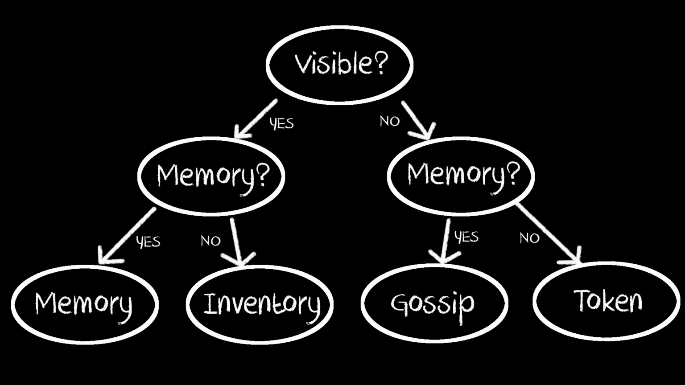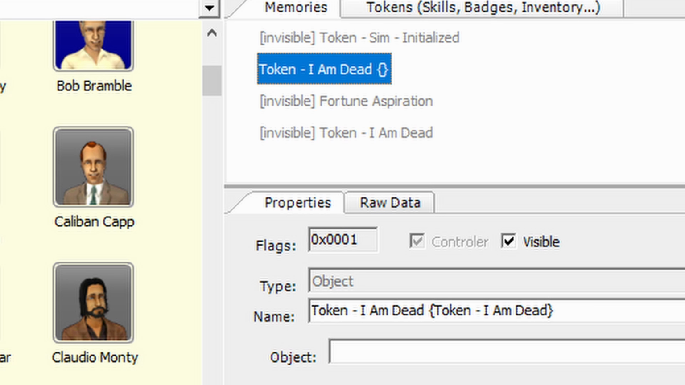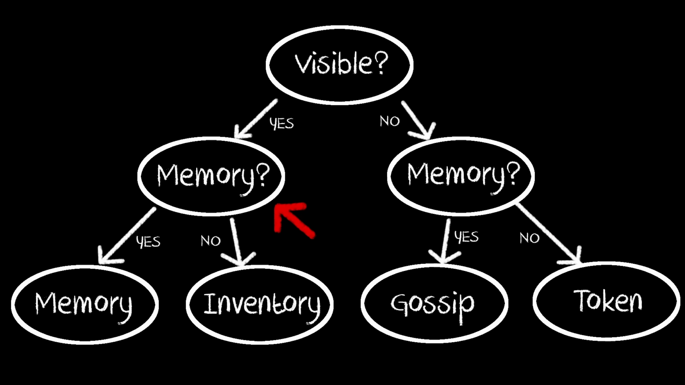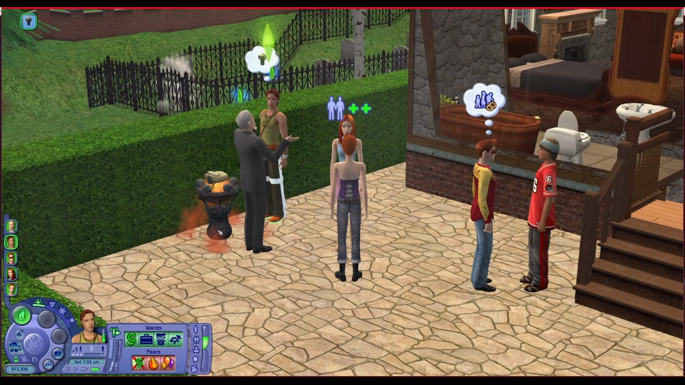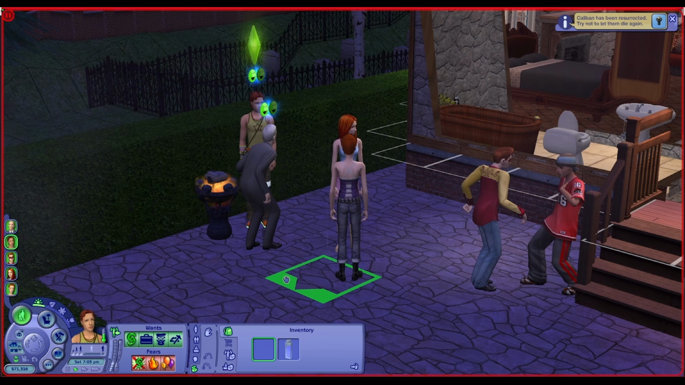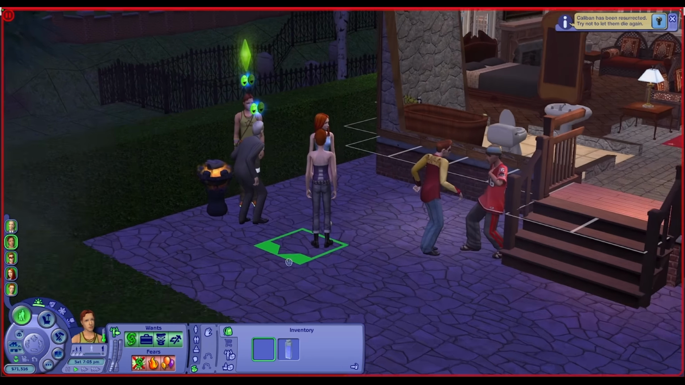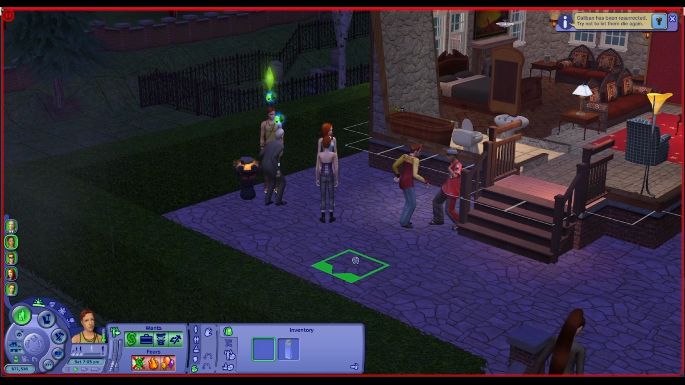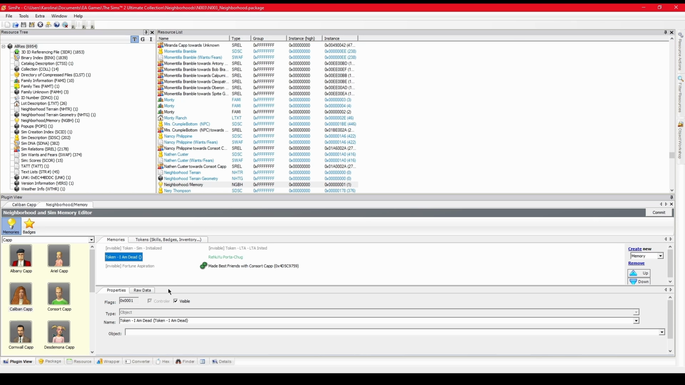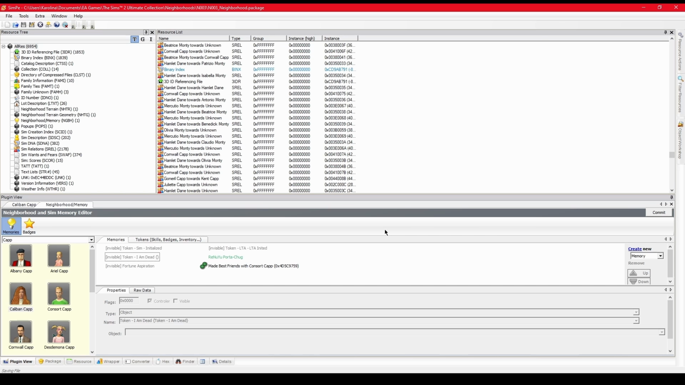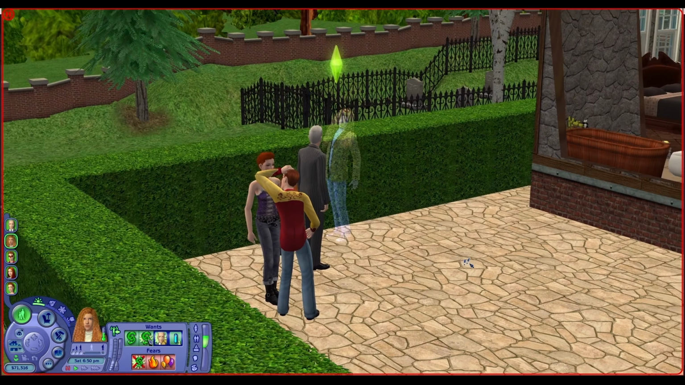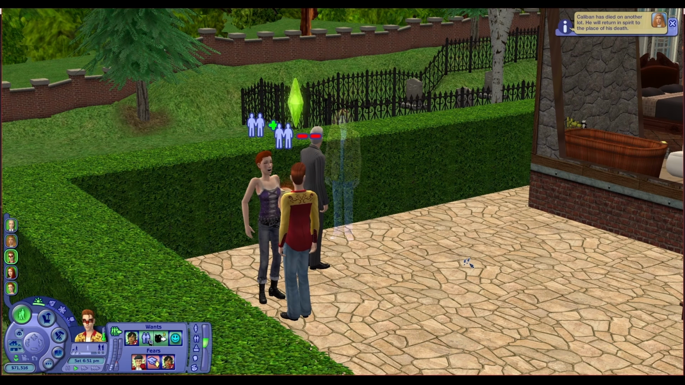Here's a handy little diagram to wrap your head around that. So, with Caliban Capp's death token, the game's like, it's not a memory, it's an object, and it's visible, therefore off to the inventory it goes. Makes perfect sense. You can grab it and place it on a lot and everything. By the way, if you uncheck the visible flag, it will function just like a normal death token, so if you already resurrected him, you'd have to remove it, otherwise he's going to fade away.